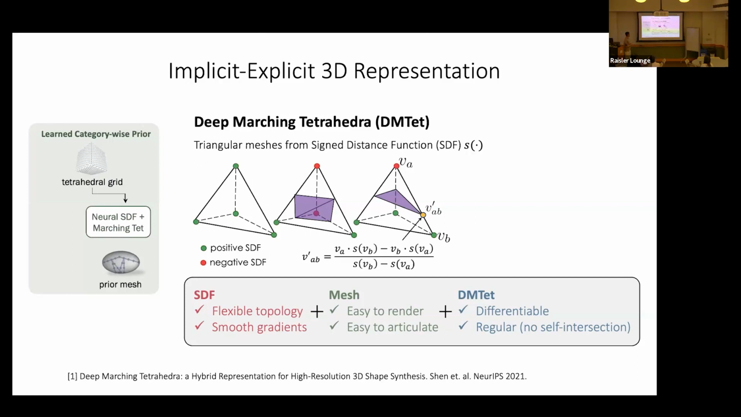The good thing about this is it preserves the underlying flexibility of the SDF, so it can model topological changes. At the same time, once you extract the mesh, you can render it much more efficiently than the underlying implicit representation, and it's much easier to articulate with these meshes. But nowadays, we can also use Gaussians, which seem to show impressive results as well.